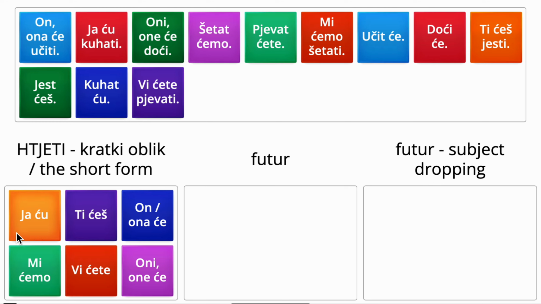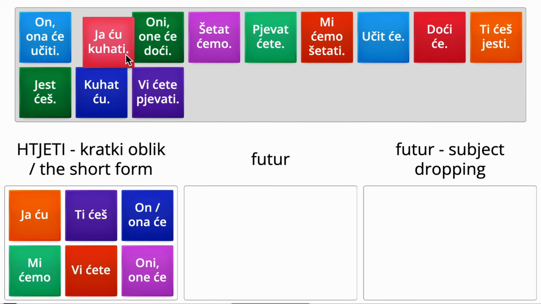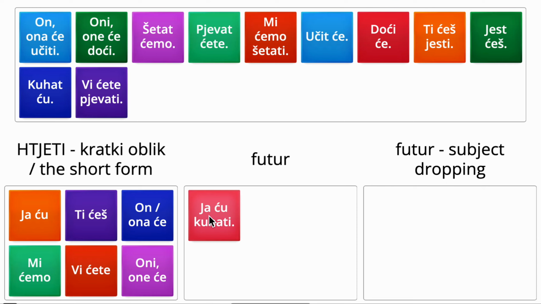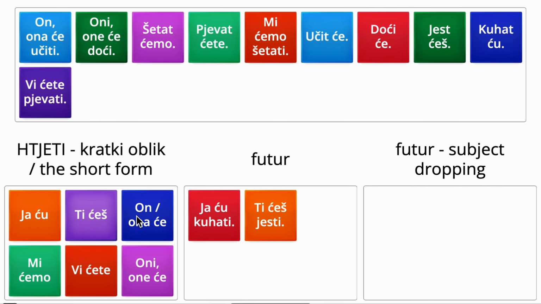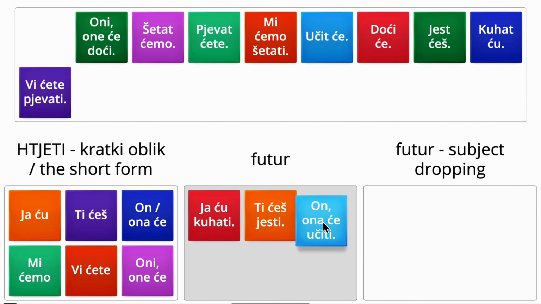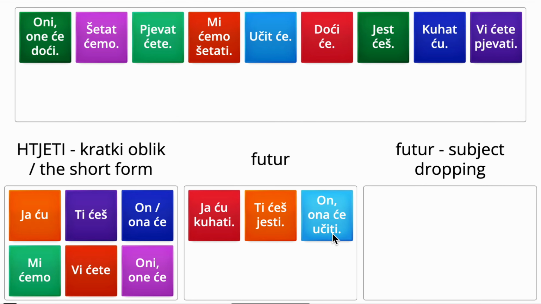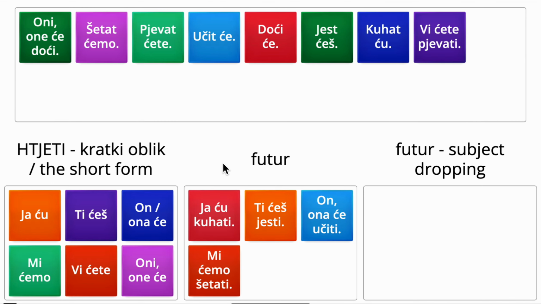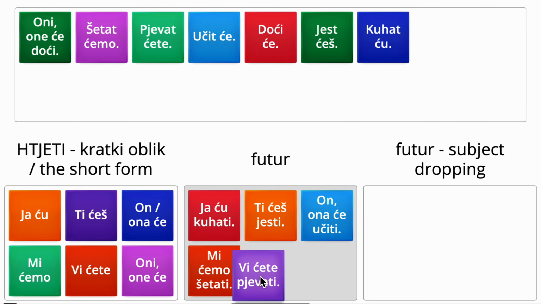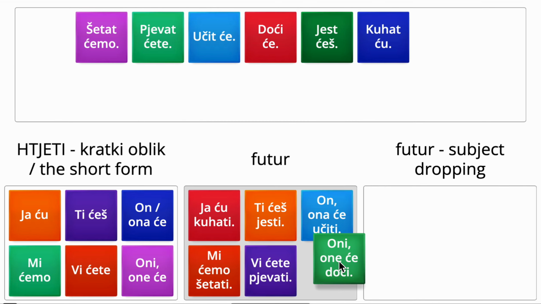So, I will cook, ja ću kuhati. You will eat, ti ćeš, and then the infinitive, jesti. On or ona će učiti, he or she will learn or will study. Mi ćemo šetati, vi ćete pjevati i oni or one će doći, they will come.